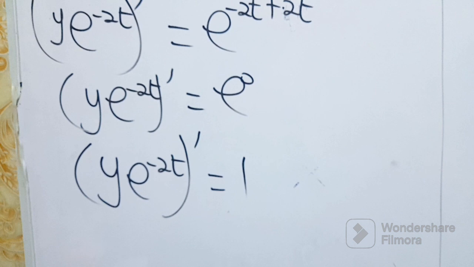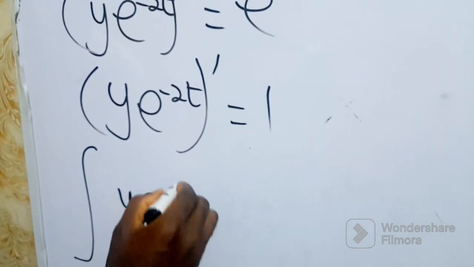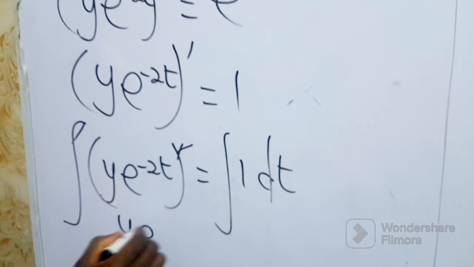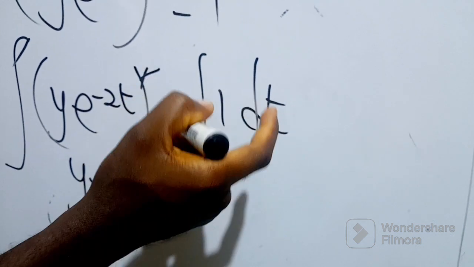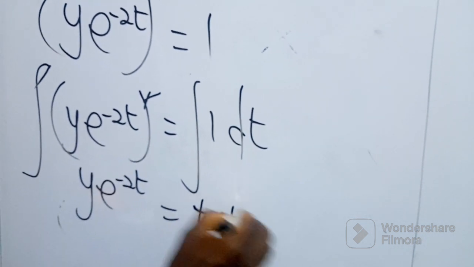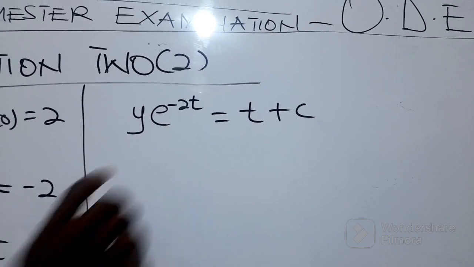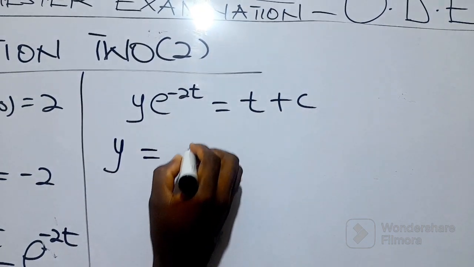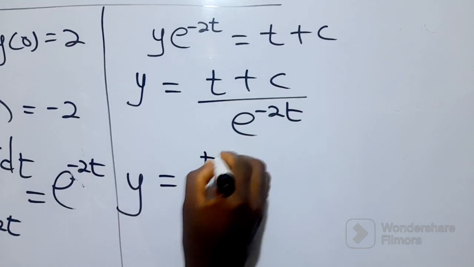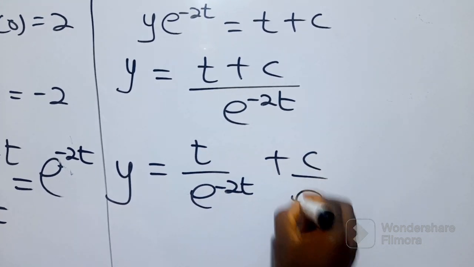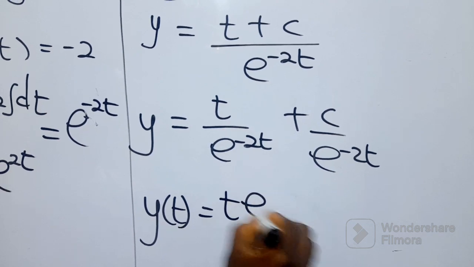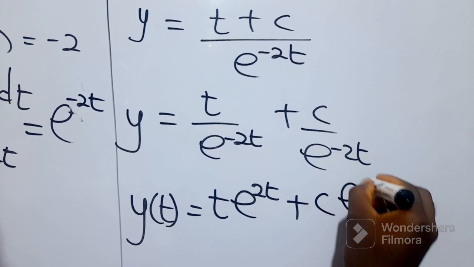So what do we do to remove this differential? We integrate both sides. So say the integral of y e exponent negative 2t all prime is equal to the integral of 1 dt. So this differential will cancel the integral. We'll have y e exponent negative 2t equal to, when we integrate this, we just get t, then plus our constant of integration. So now we divide both sides by e exponent negative 2t, so we have y equal to t plus c all over e exponent negative 2t. So this can be written as t over e exponent negative 2t plus c over e exponent negative 2t. So our y of t will be equal to, when we send this to the top indices, t e exponent positive 2t plus c e exponent positive 2t.